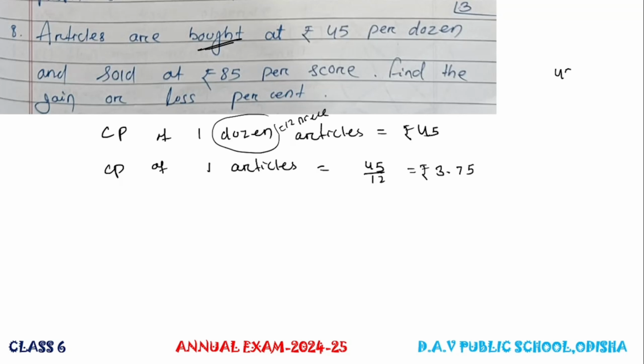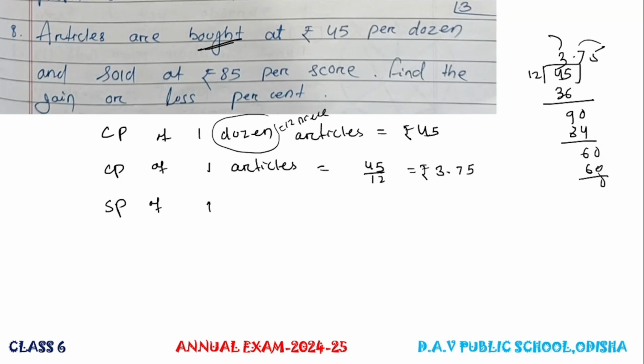You can divide 45 by 12. So 12 threes are 36. Here is 9 and decimal, that is 0. 12 sevens are 84, that is 6, 60. So 12 fives are 60, that is 3 rupees 75 paisa. Similarly, you can write SP of 1 score, or you can write 20 pieces. 20 pieces equal to rupees 85.